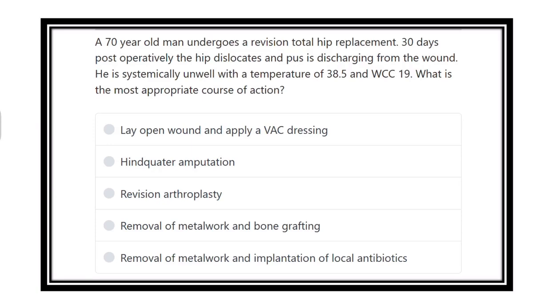A 70-year-old man undergoes revision total hip replacement. 30 days post-operatively, the hip dislocates and pus is discharging from the wound. He is systemically unwell with a temperature increase to 38.5 degrees Celsius and a WBC count of 19,000. What is the most likely course of action?